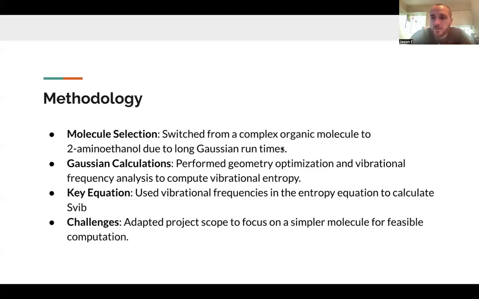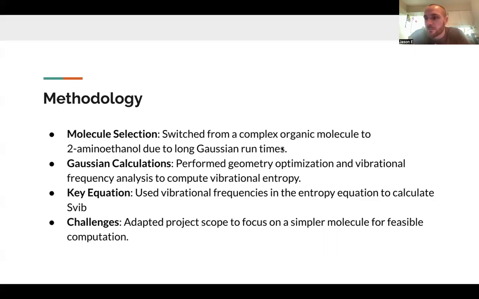So for methodology, I selected 2-aminoethanol as the focus of my calculations because it's pretty relevant in organic synthesis and has a manageable level of complexity. My workflow included several key steps. First, I built the molecule in Avogadro, which is a software. Next, I optimized its molecular geometry in Gaussian and then performed frequency calculations. And I analyzed these results from Gaussian back in Avogadro.